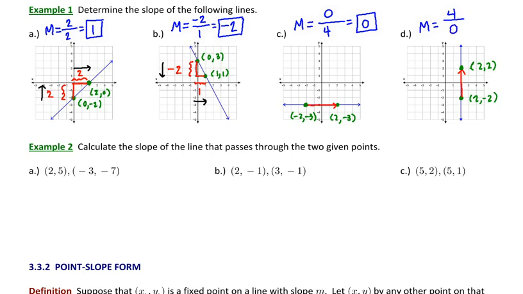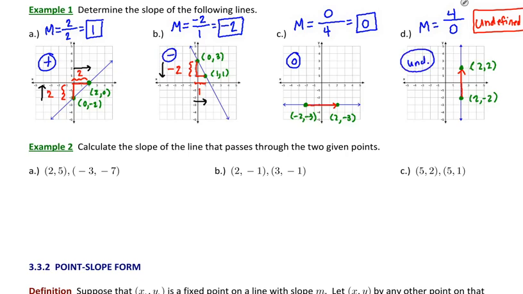Now, as you know, we cannot divide by 0. 4 divided by 0 is an undefined operation. So we say that the slope is undefined. The slope of a vertical line will always be undefined. So we've got all 4 possibilities with these 4 graphs. We have an example of positive slope, negative slope, 0 slope for a horizontal line, and undefined slope for a vertical line.